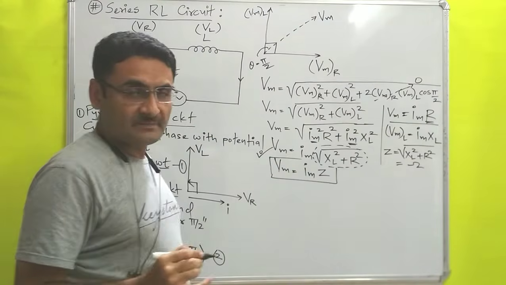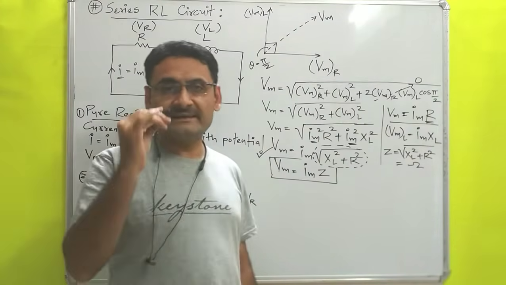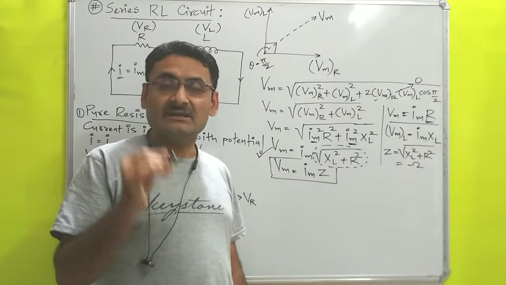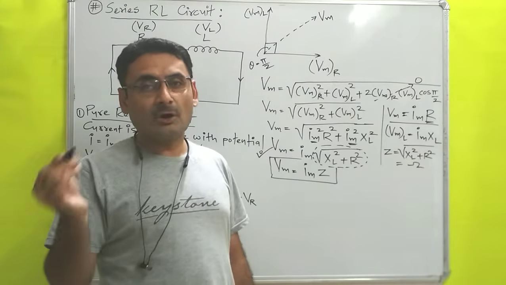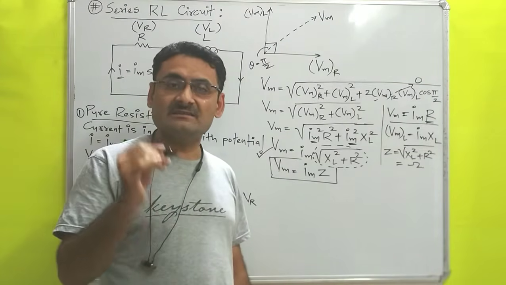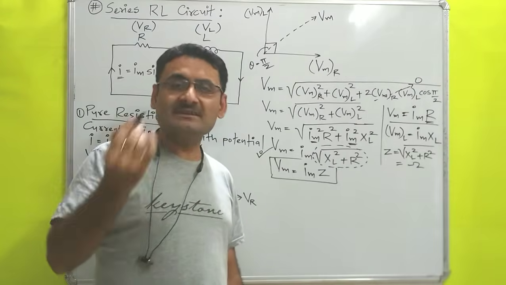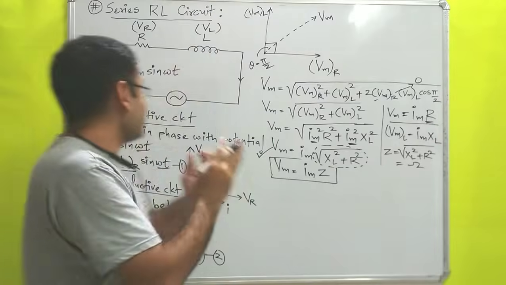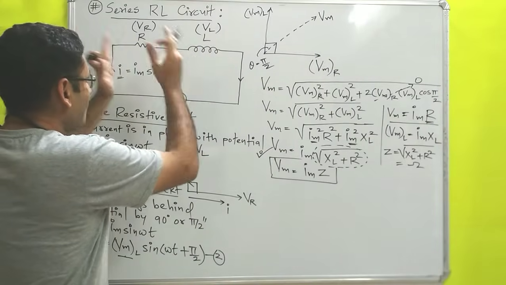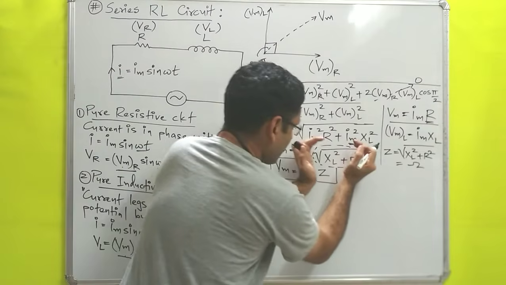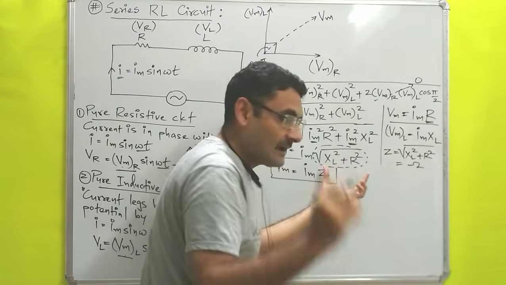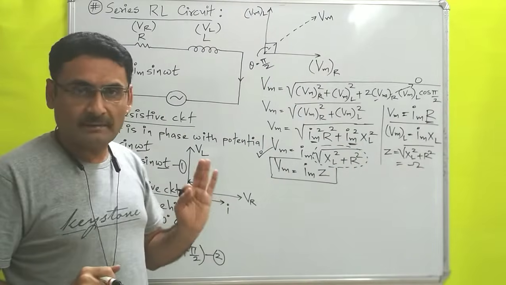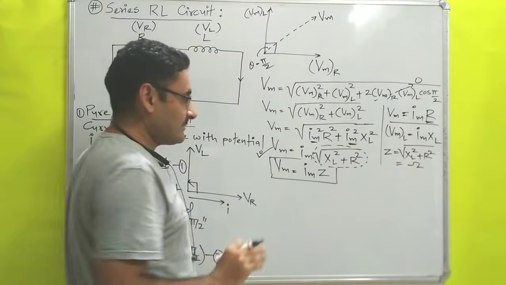If you have remembered, for a pure resistive circuit, R is the resistance. For a pure inductive circuit, XL is the inductive reactance. For a pure capacitive circuit, XC is the capacitive reactance. Similarly, when two or more devices are connected with each other, whatever total resistance is there is known as impedance. That thing you have to remember. So Vm = Im into Z.